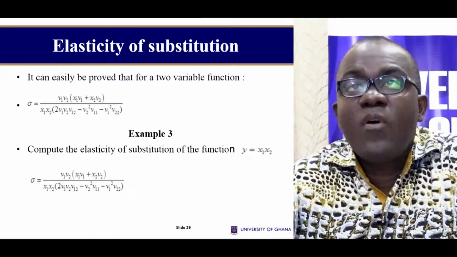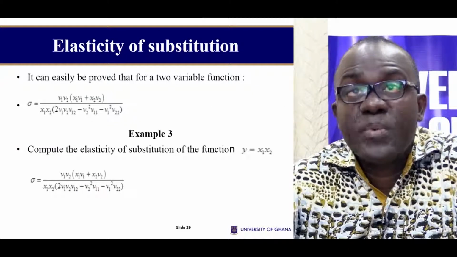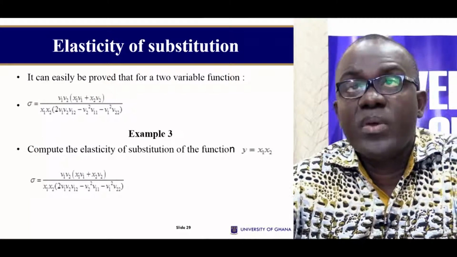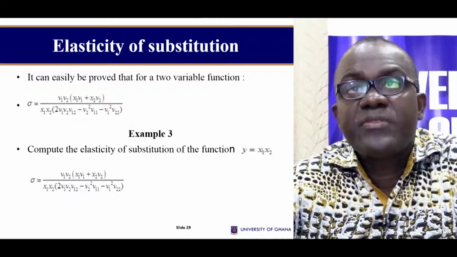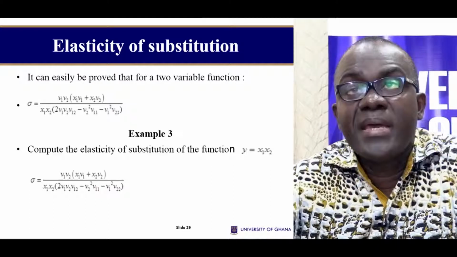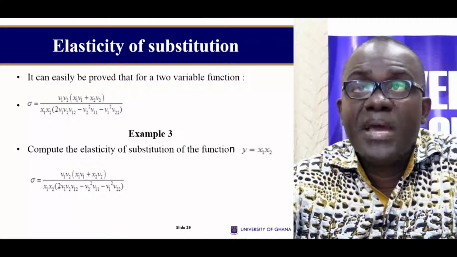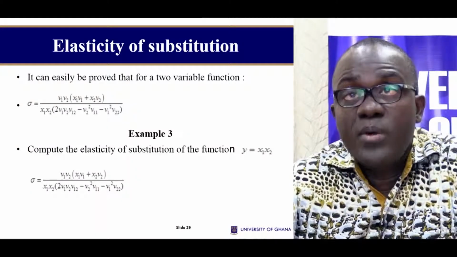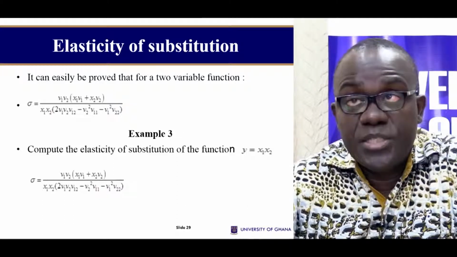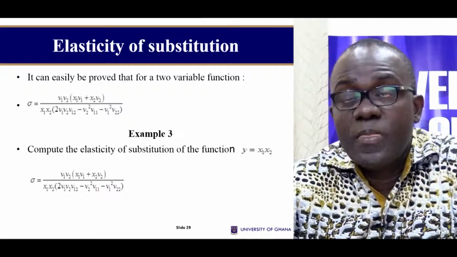And for the simple example where we have two inputs, this formula boils down to what we have over here. Those who are mathematically inclined can look at Chiang. He discusses how this formula came about. And I think Dowling also provides something. The only thing is that we don't have much time to go into that. What we are going to do is to just have an application. Let's look at an example.